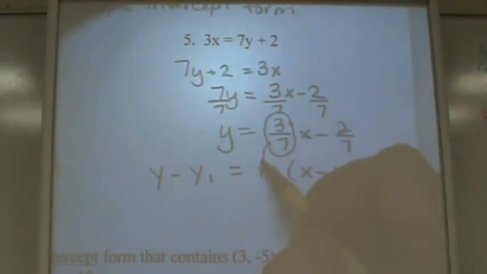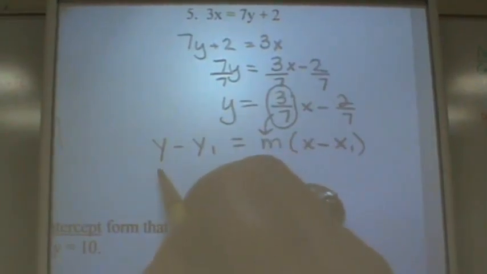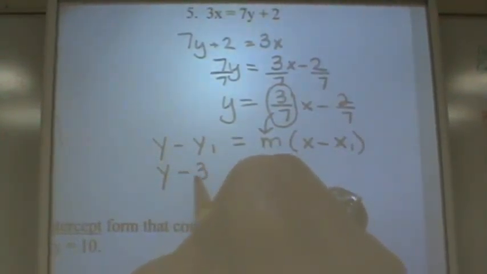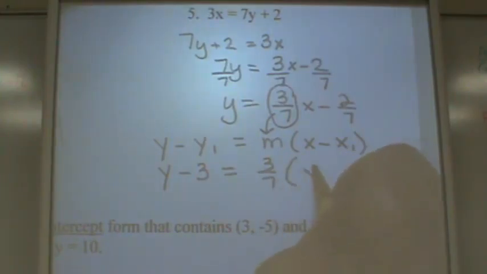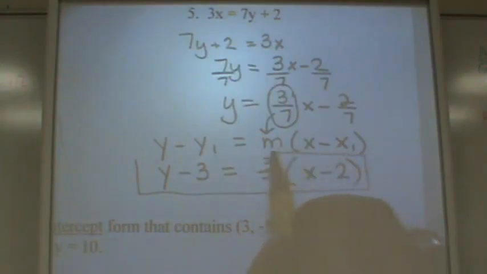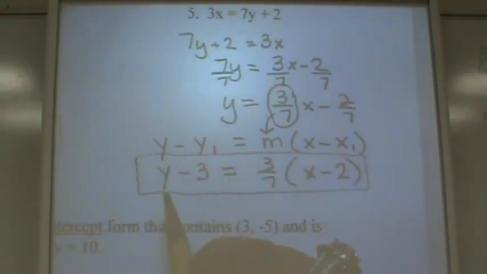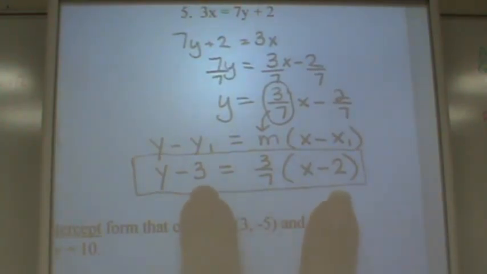So this slope, because it's parallel, we want it to be the same, goes right in this spot, and we're still using that 2, 3. So y minus the y value, 3, equals 3/7 times x minus 2. Now this is the answer for the directions in this problem: the equation of the line in point slope form, parallel to that, containing the point 2, 3.